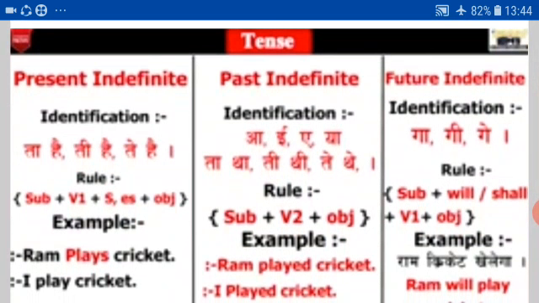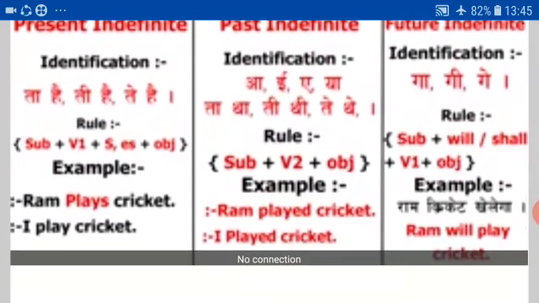In the same way, future indefinite, its identification: गा, गी, गे. Its rule is subject plus will or shall plus first form of verb plus object. Friends, we will use will or shall with any other subject. If the subject is I or we, we will use shall. With other subjects, we have to use will. But students, in modern English, we can use will with any subject. So our example is ready: Ram will play cricket.